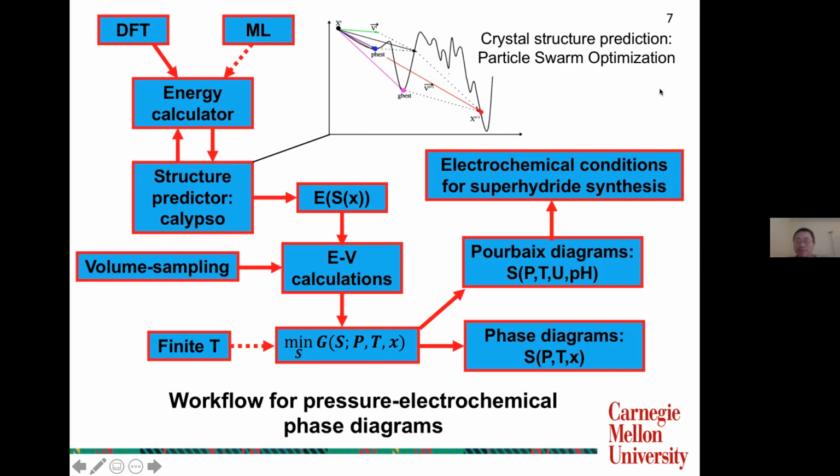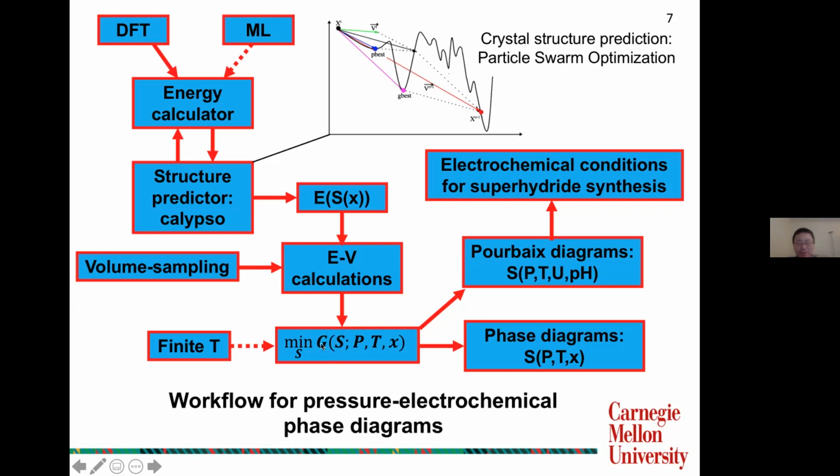Here we use CALYPSO, with the particle swarm optimization method. So we calculate the energy of different structures, and for each structure we sample different volumes. Then we can generate E-V curves for different structures, and this will give us the Gibbs energy. So actually we didn't consider other corrections such as the harmonic and anharmonic corrections. Here we just use the static energies.